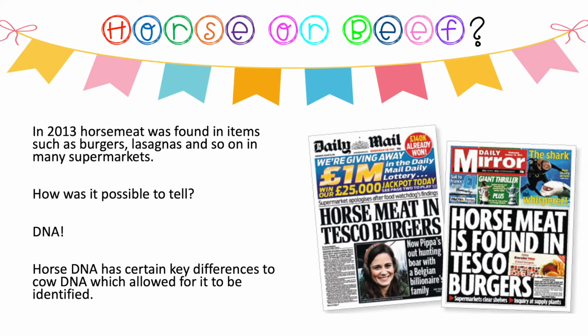important. So back in 2013, there was a lot of talk around horse meat, and horse meat being in different supermarket burgers, lasagnas, and other meat products. But how was it possible to tell that there was horse meat in these products and not just beef? It was all to do with DNA. They were able to test for DNA because everybody's DNA is unique.